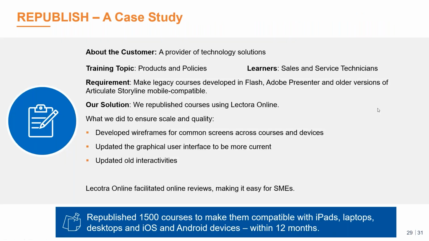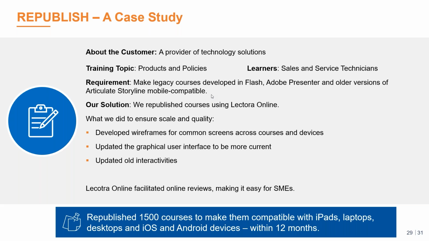So here's a quick case study on something that we had done using the republish option. Basically, the requirement was to make, not a couple actually, these were 1500 legacy courses that had been developed in Flash, Adobe Presenter, and older versions of Articulate Storyline. The requirement was to make these mobile compatible, and the audience was sales and service technicians. So we used Lectura Online to do this. And what we did was we developed wireframes for common screens across the courses and across the devices.